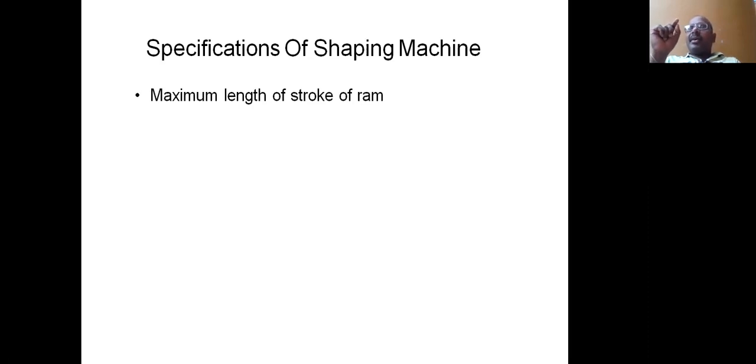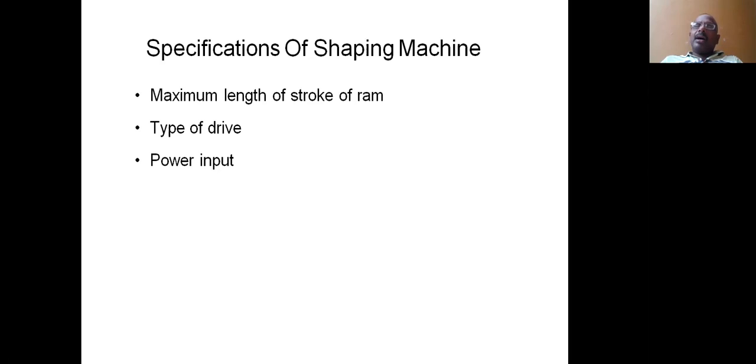That's why a very important specification is the length of the stroke of the ram, or the maximum length of stroke of the ram. The second one is the type of drive. This particular shaper requires a quick return mechanism. So which type of drive or mechanism is provided for this purpose? That is the second important specification.